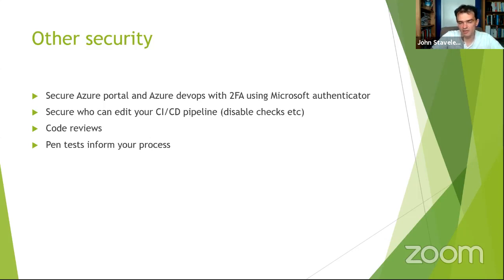Your CI/CD pipeline is the center of security where it's enforced. So it's important that they can't bypass that process. Code reviews are a very important way of picking up security bugs. I've not covered that here. And pen tests are still important, but they inform the process.